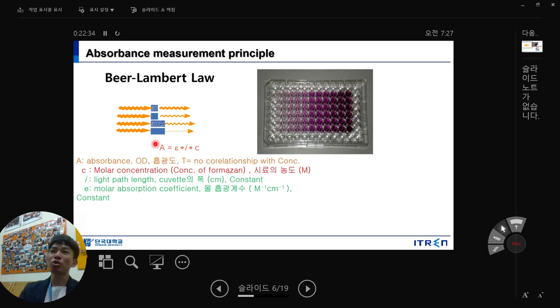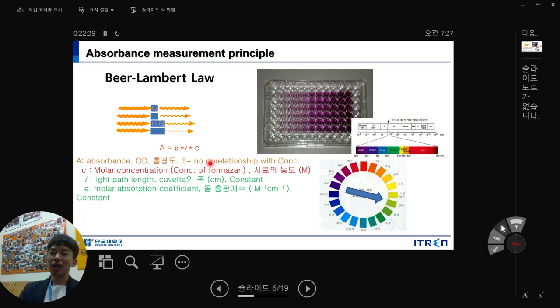They only show this absorbance. Okay? And then people want to know how you quantify the intensity of your color. You already learned this in elementary school. Let's say you have a purple color. What is the most efficient laser light that can be absorbed very well by this purple color?